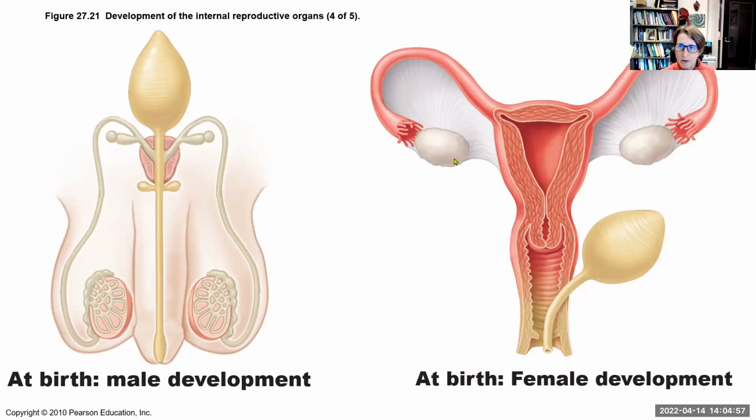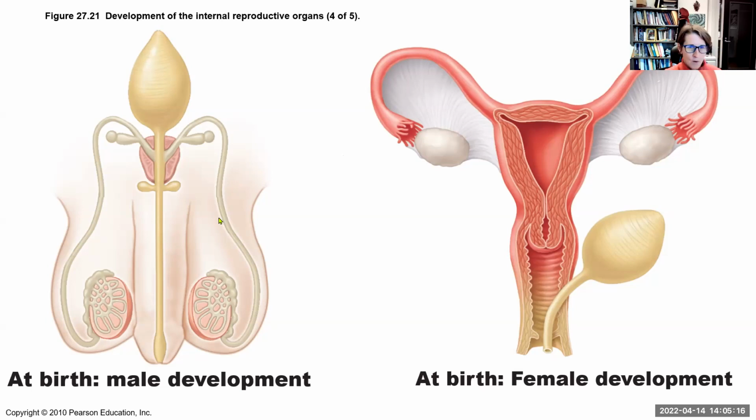Whereas the female gonads stay inside of the pelvis. And here you can see the uterine tubes have bent around, but there's still that gap between the fimbriae of the uterine tube and the ovary. Any questions? All right.